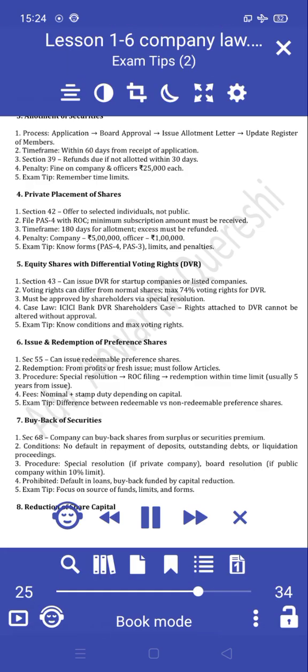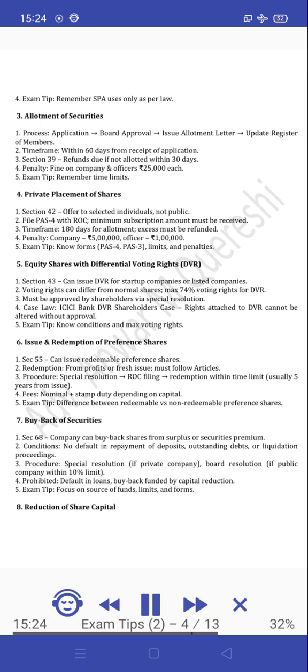6. Issue and redemption of preference shares. 1. Sec 55: can issue redeemable preference shares. 2. Redemption: from profits or fresh issue. Must follow articles. 3. Procedure: special resolution, ROC filing, redemption within time limit, usually 5 years from issue. 4. Fees: nominal plus stamp duty depending on capital. 5. Exam tip: difference between redeemable versus non-redeemable preference shares.